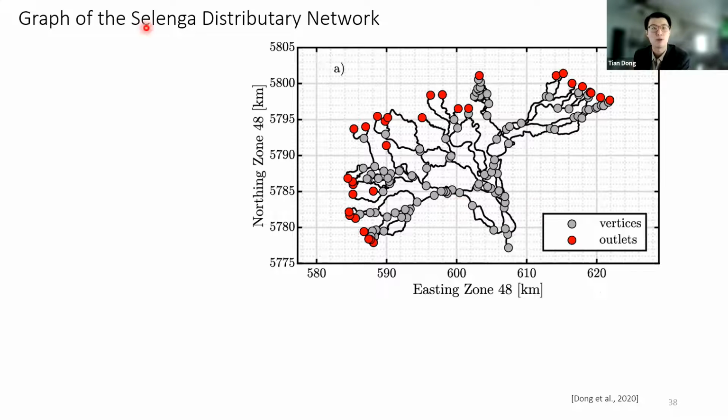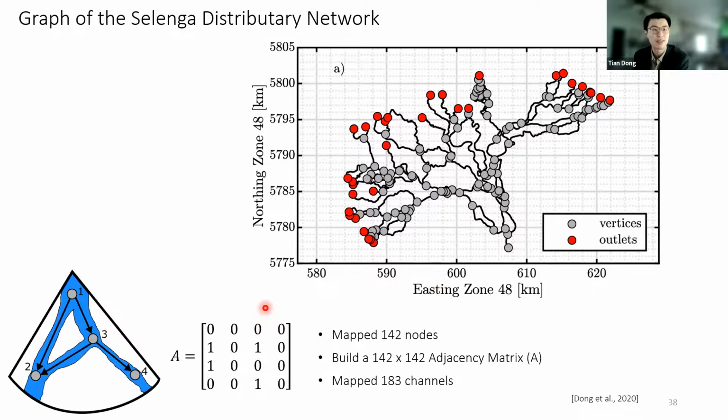Here I have mapped the graph of the Selenga distributor network. These gray circles are different vertices, so different bifurcations and confluences in the delta. And just to remind everyone, the eventual goal is to construct this adjacency matrix, and then combine this with our flow division rules at each bifurcation to predict flow everywhere in the delta.